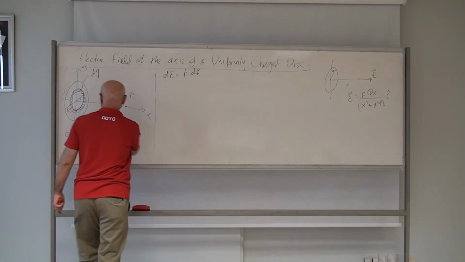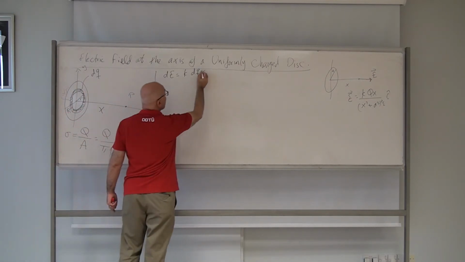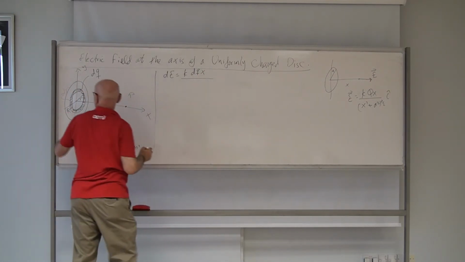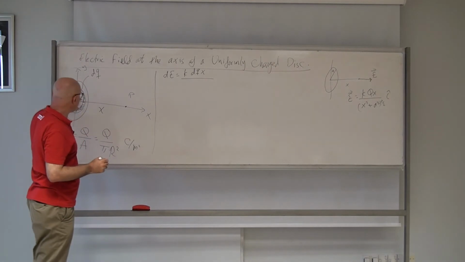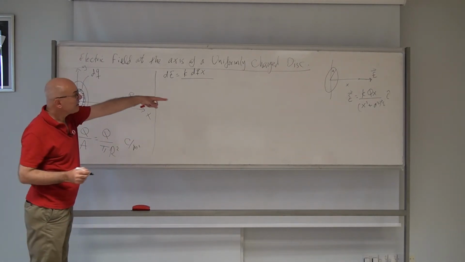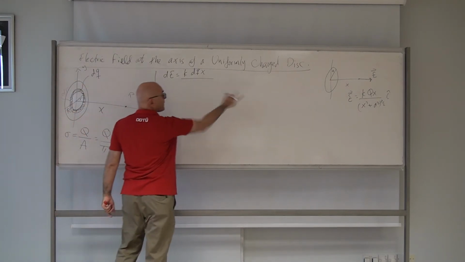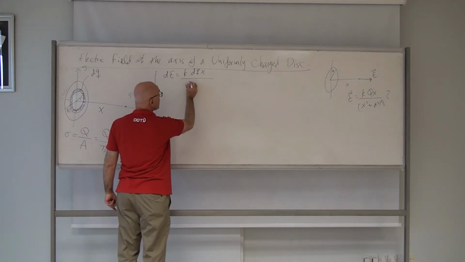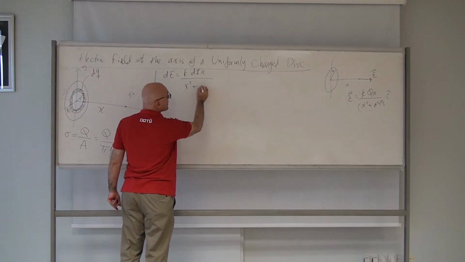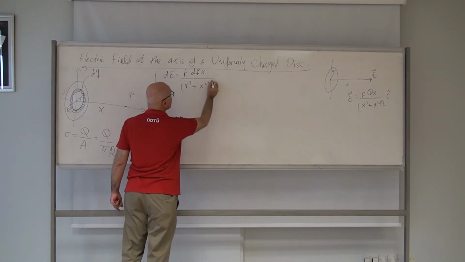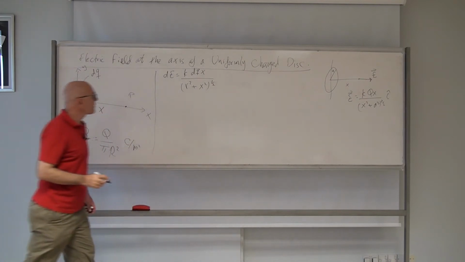This distance is still x over. Now, the radius in this case is not a, but r. We have changed into r. So we replace just a in that expression by r. So it's r square plus x square to the power 3 over 2.